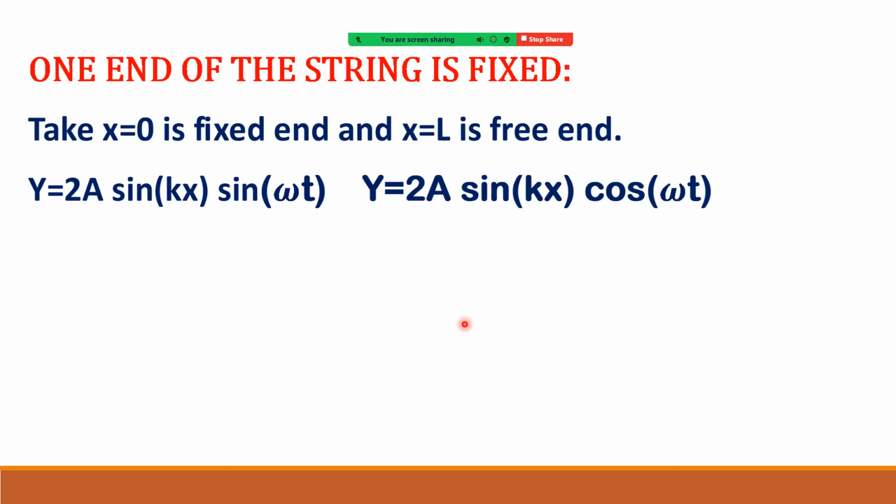One end of the string is fixed. Let us take x equal to 0 is fixed and x equal to L is a free end. And this also same as the previous one. Since x equal to 0 is fixed, we must take sin kx and remaining logic as usual, same as previous two cases, sin omega t and cos omega t, right? Let us draw a diagram for this one.